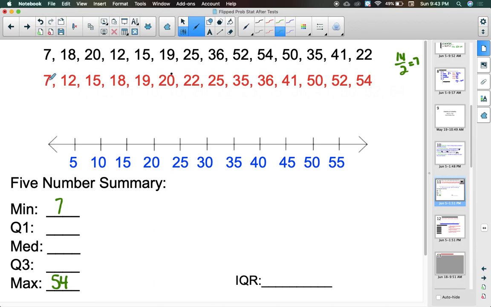So I can count 1, 2, 3, 4, 5, 6, 7. My median is actually going to be between those two. If you like to just cross off the lowest and highest, that works as well. So I know there are 2 middle numbers. There they are, 22 and 25. To find the median, I have to add them together. I get 47 when I do that. Divide by 2, and that gets me 23.5.